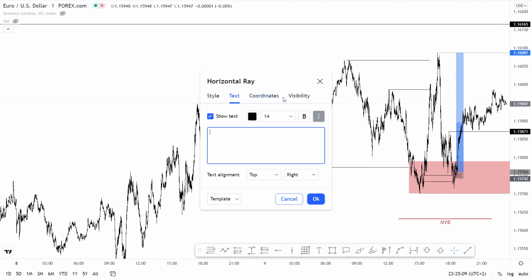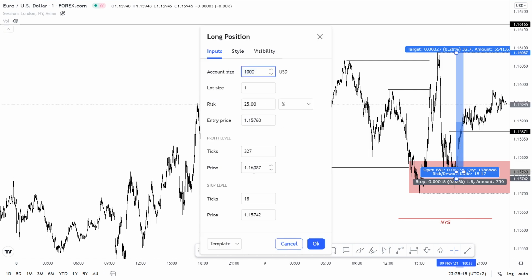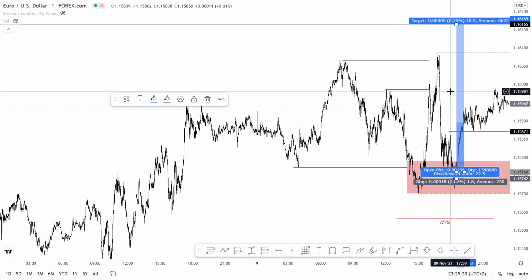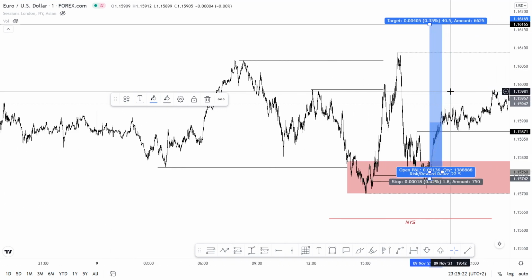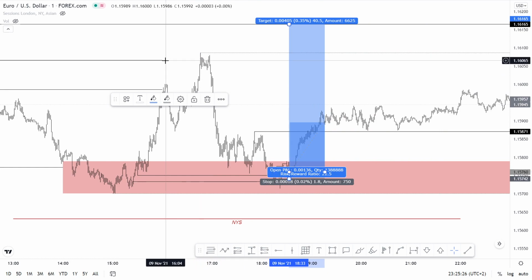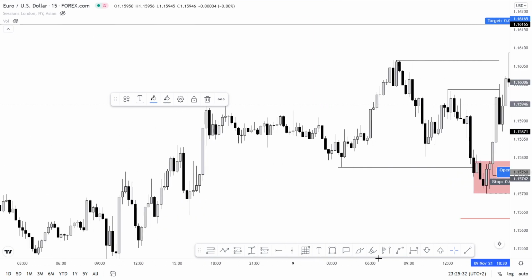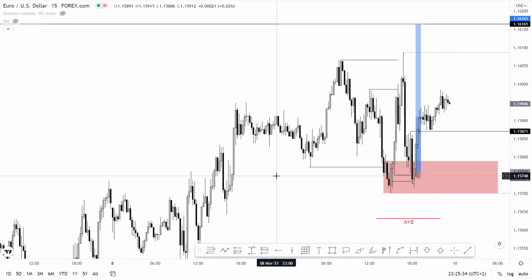So let me just quickly copy this price level here and add it here to the profit level. So that's my final target, but my primary target is around here. This is where I'll be taking partials. So let's quickly go to the M15 just to give you a clearer view.